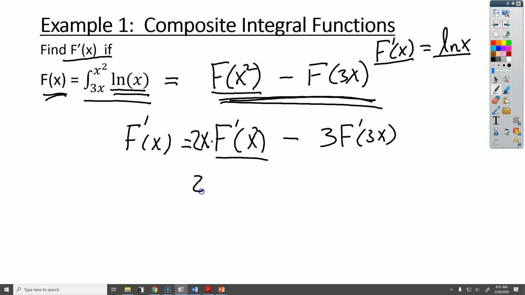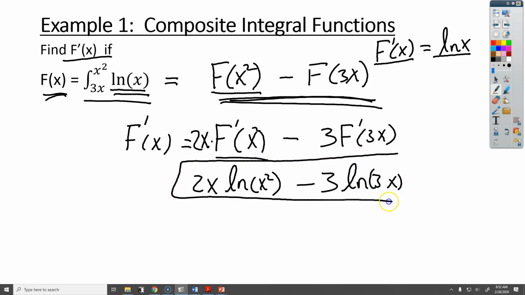So check this out. I'm going to write this instead. Instead of F prime of x squared, I'm going to write ln of x squared. And instead of F prime of 3x, I'm going to write ln of 3x. There's my answer. Kind of weird and awkward, but there it is. That's the idea. So that's what that derivative would be. Okay?